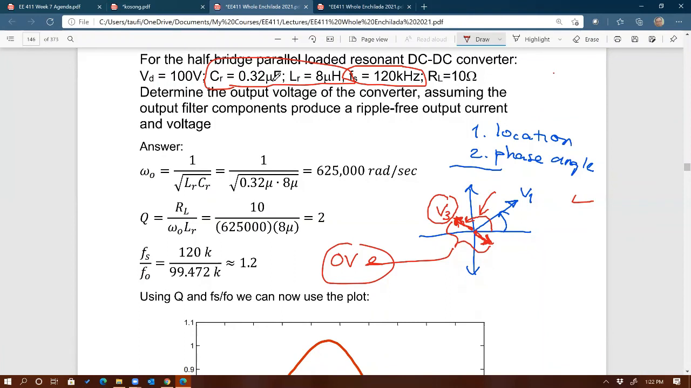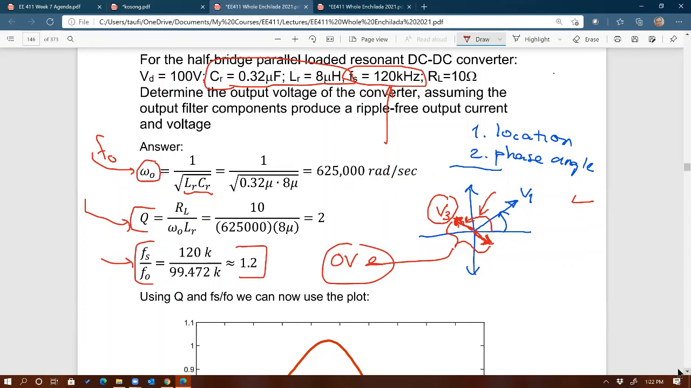So here from LC, you get the resonant frequency. And then you can also get Q. It looks like I'm using the graphical method because I'm using Q. That's how I know. I calculate Q, that's equal to 2. And then I already have omega naught, from which I can get F naught, just divide by 2 pi. And then I have the switching frequency in kilohertz right there. So now I can get the ratio of switching frequency to resonant frequency. That gives me around 1.2 for the ratio.